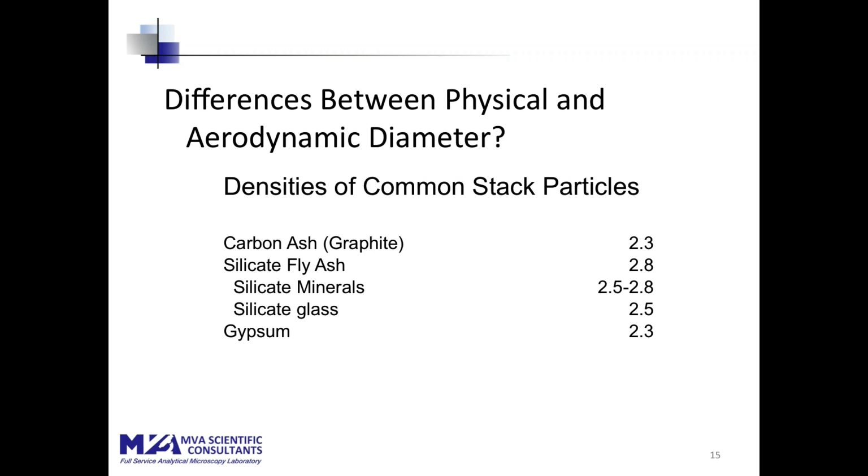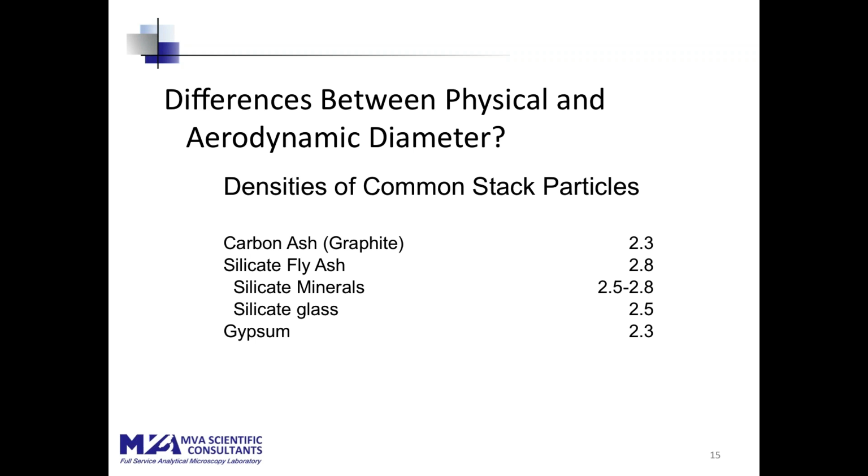Here are the densities of some common stack particles. This is carbon ash, graphite, silicate fly ash, which we don't have a standard density for, but silicate minerals, which are of the same composition, are about 2.5 to 2.8. Silicate glass, which has the same composition and is close in physical structure to silicate fly ash, has a density of about 2.5, and gypsum has a density of 2.3. So these three most common components, at least of coal-fired power plants and of the samples that we examined here, all have densities between 2.3 and 2.8. And we're just going to take a density of 2.6 to put in that equation.